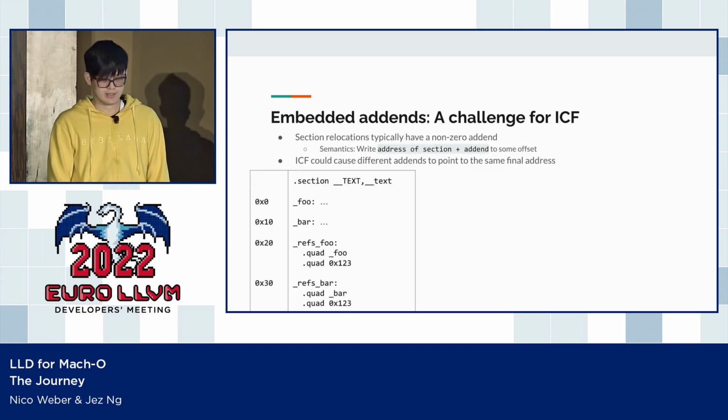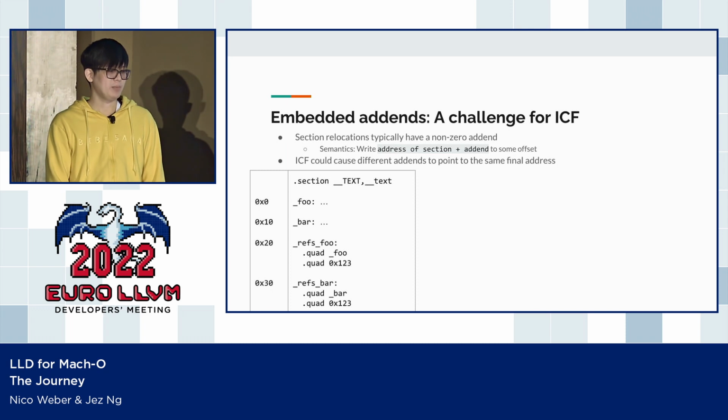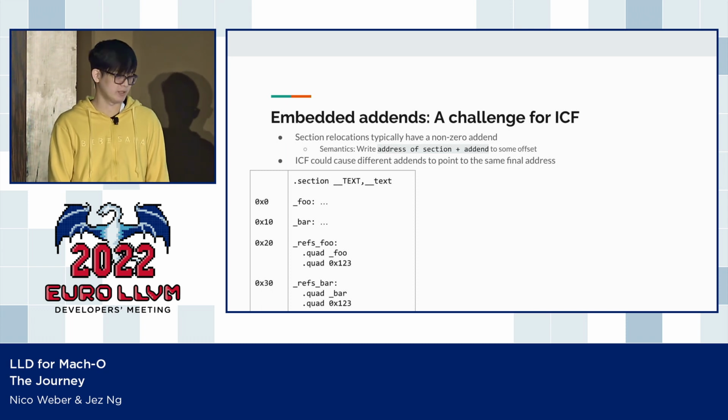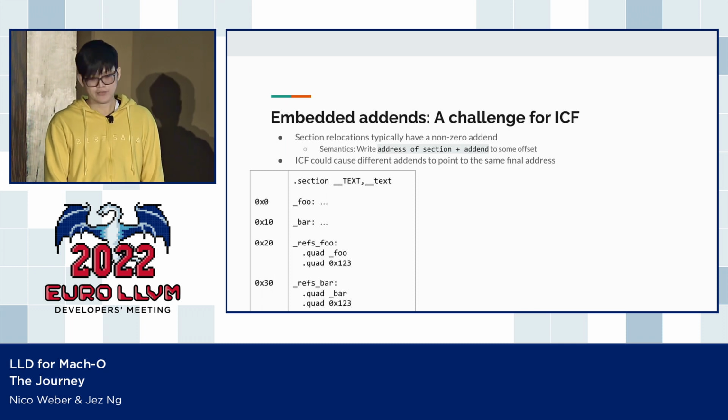What complicates it is that relocation data may be embedded in the section contents. Let me illustrate with an example. On the left, we have an assembly file with two functions, foo and bar, and two more functions that reference them.